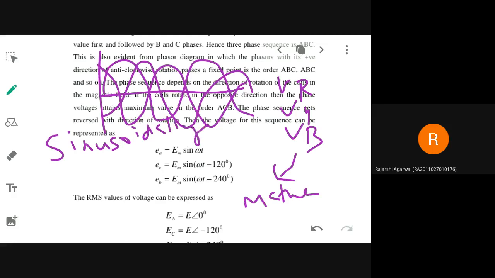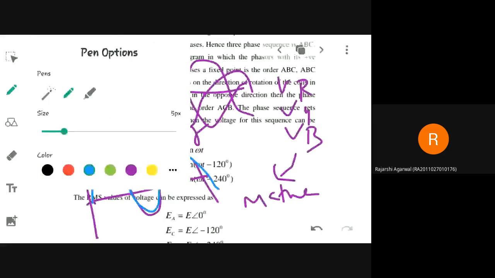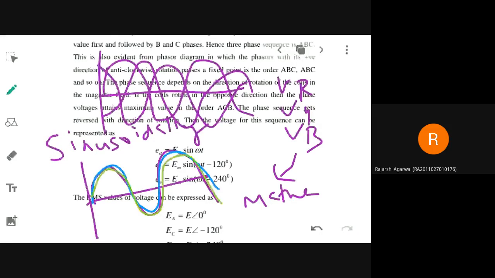They are varying sinusoidally with respect to time, but all are not in phase. If all are in phase, all the waveforms will be syncing together, isn't it? Like I am drawing, all the waveforms will be syncing together. This will be in phase system. But if you refer to this, are they in phase or out of phase?